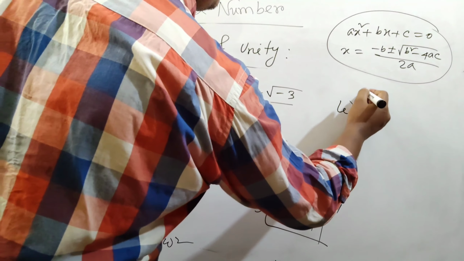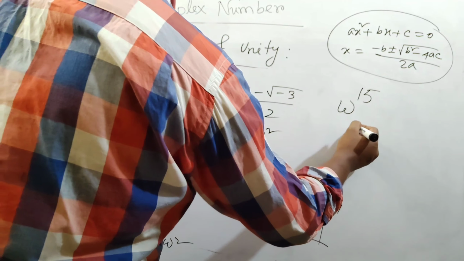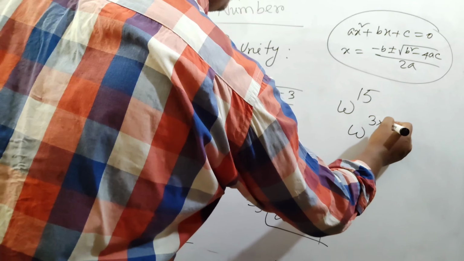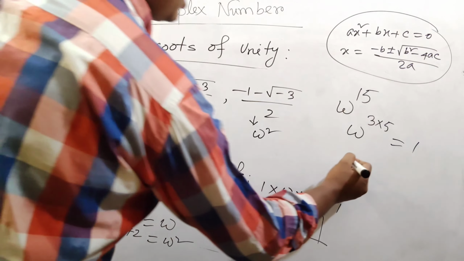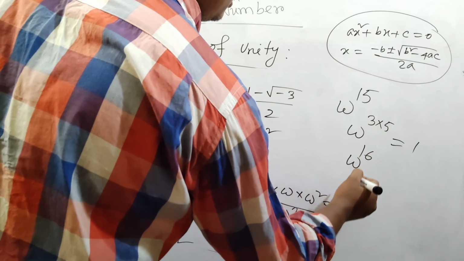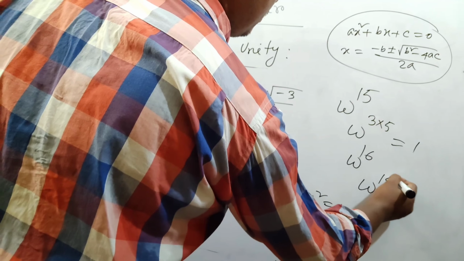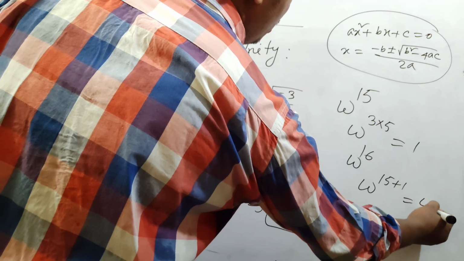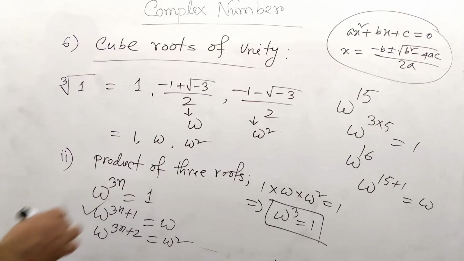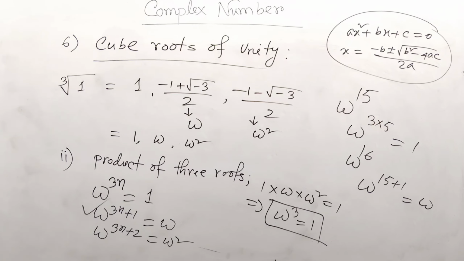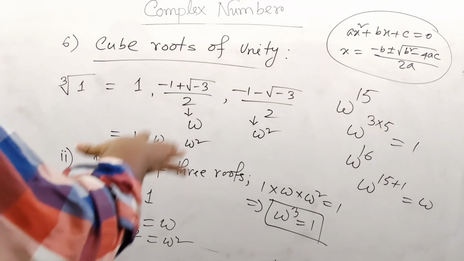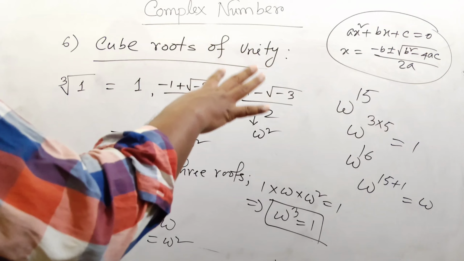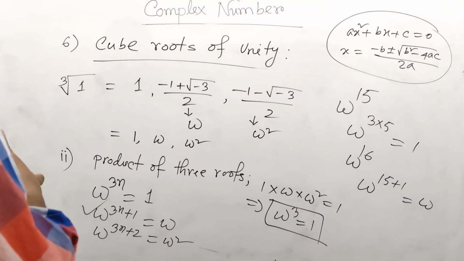what is the value of omega power 15? So it should be a multiple of 3, 3 times 5 is 15. That means you can see easily it is 1. But what is omega power 16? So you can see it is omega power 15 plus 1. That means it should be omega by using this power. These are all the characteristics of cube roots of unity. So you must use these characteristics for solving your problems.